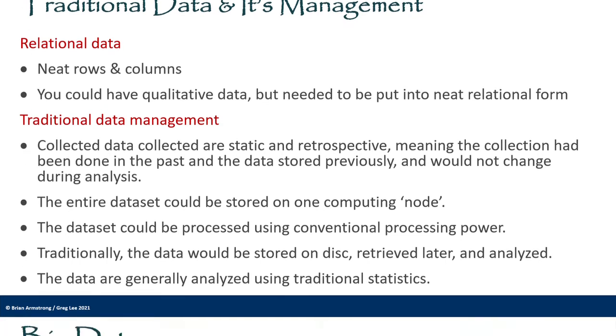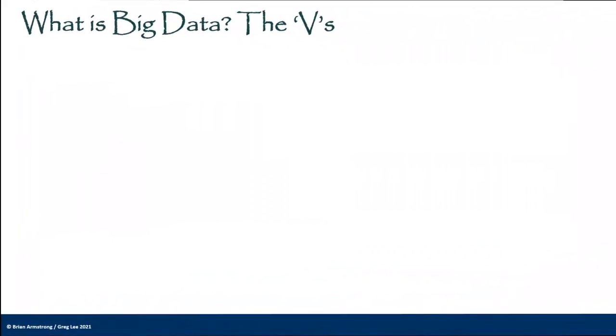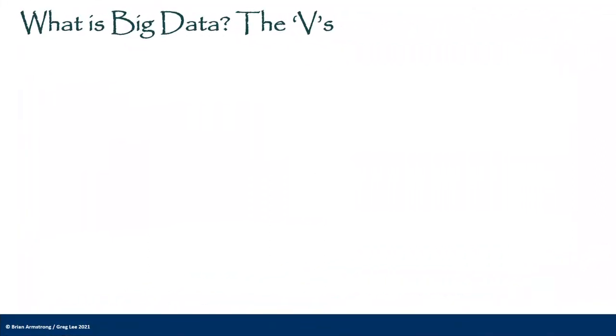Now, if that's traditional data, what is big data? Really, for me, big data is any data that by virtue of its characteristics, and we'll go through the characteristics next, cannot be treated in the traditional manner regarding collection, storage, processing, or analysis. In other words, any reason that you've got data out there that breaks the traditional way that you do things, it becomes big data.